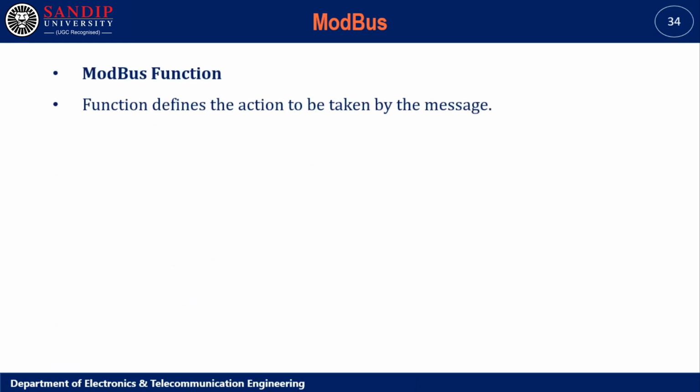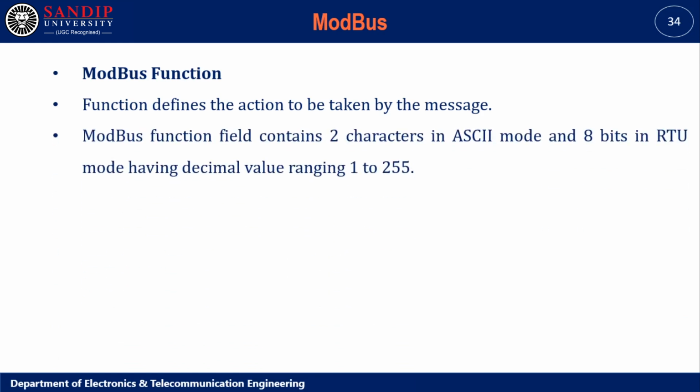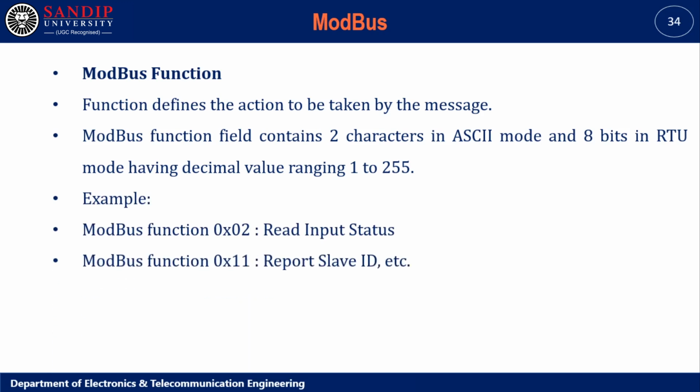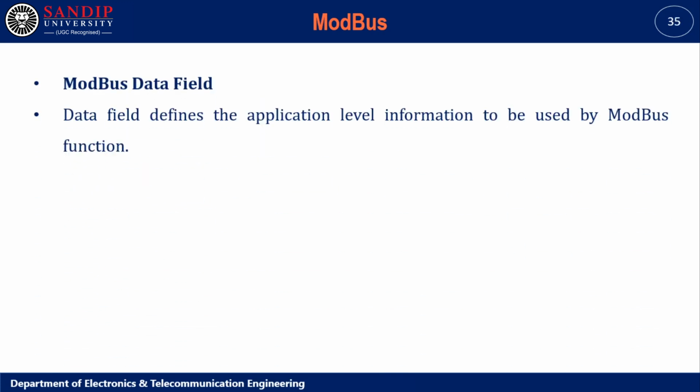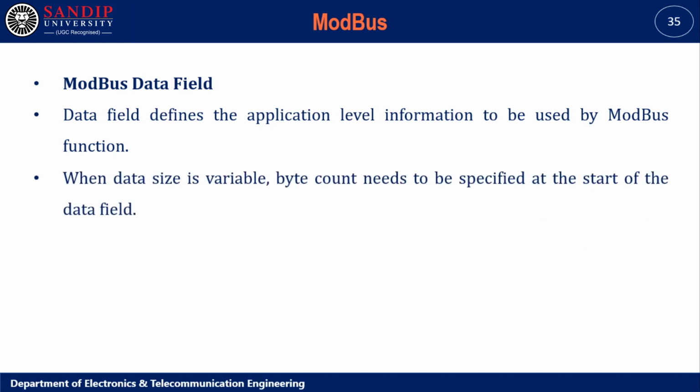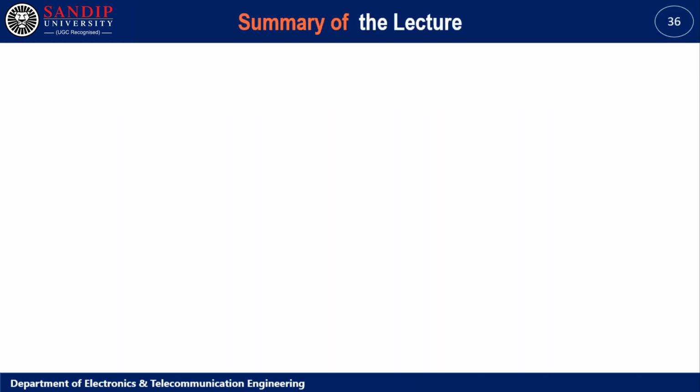Modbus function. The function defines the action to be taken by the message. The Modbus function field contains 2 characters in ASCII mode and 8 bits in RTU mode, having decimal value ranging 1 to 255. For example, Modbus function 0x02 is read input status, Modbus function 0x11 is report slave ID, etc. Modbus data field: the data field defines the application-level information to be used by the Modbus function. When data size is variable, the byte count needs to be specified at the start of the data field.